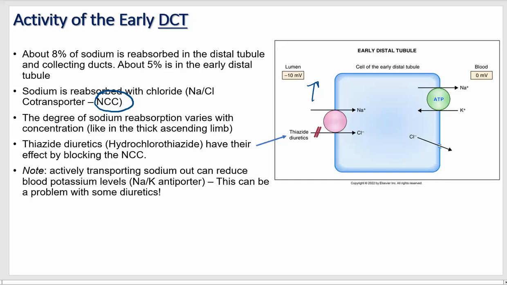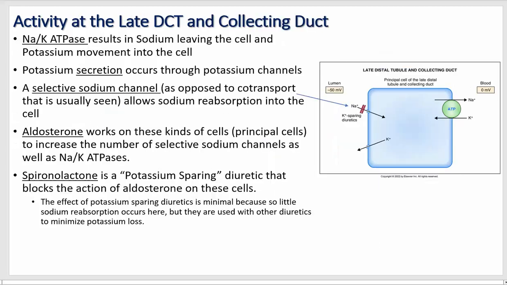Actively transporting sodium out can reduce potassium levels again. So we're still talking about potassium, and the fact that diuretics are not always good with potassium, but we're going to address that here. I just circled potassium-sparing diuretics. We have some of those, spironolactone. All right, so activity at the late DCT and collecting duct.